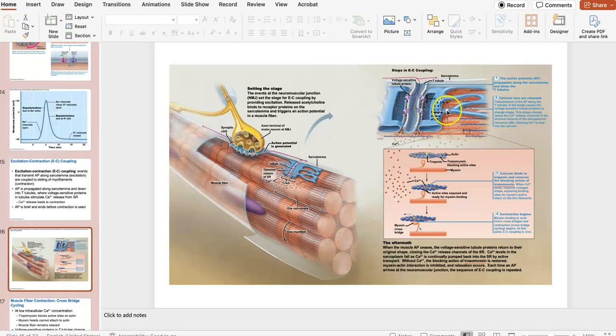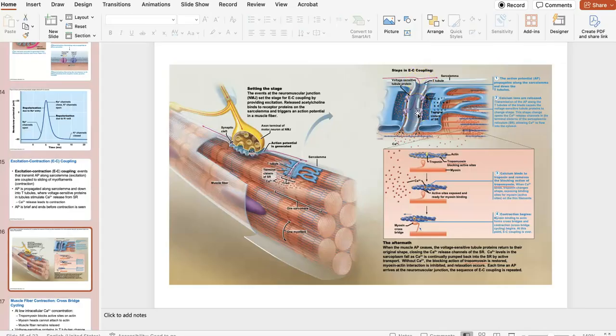Now the terminal cisterns are part of a larger structure called the sarcoplasmic reticulum. Its only job, whether it's the larger portion of the SR or the actual cisterns here, is to store calcium. So when the action potential comes down the T-tubule and hits those voltage-sensitive proteins, they will change shape.